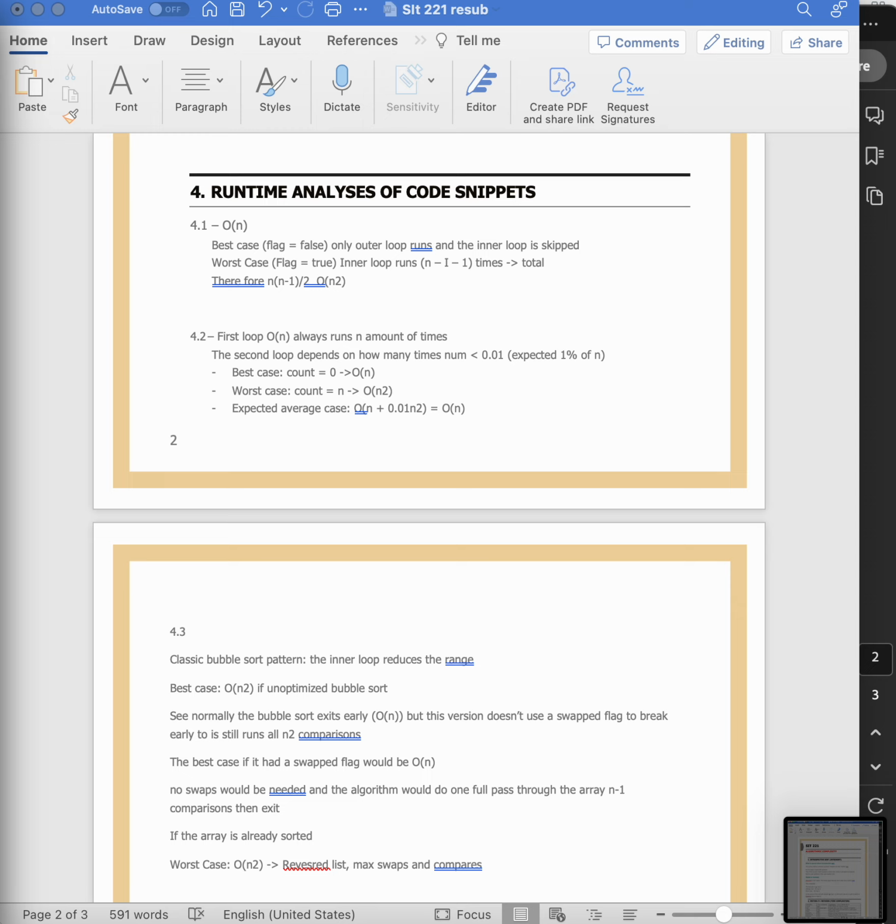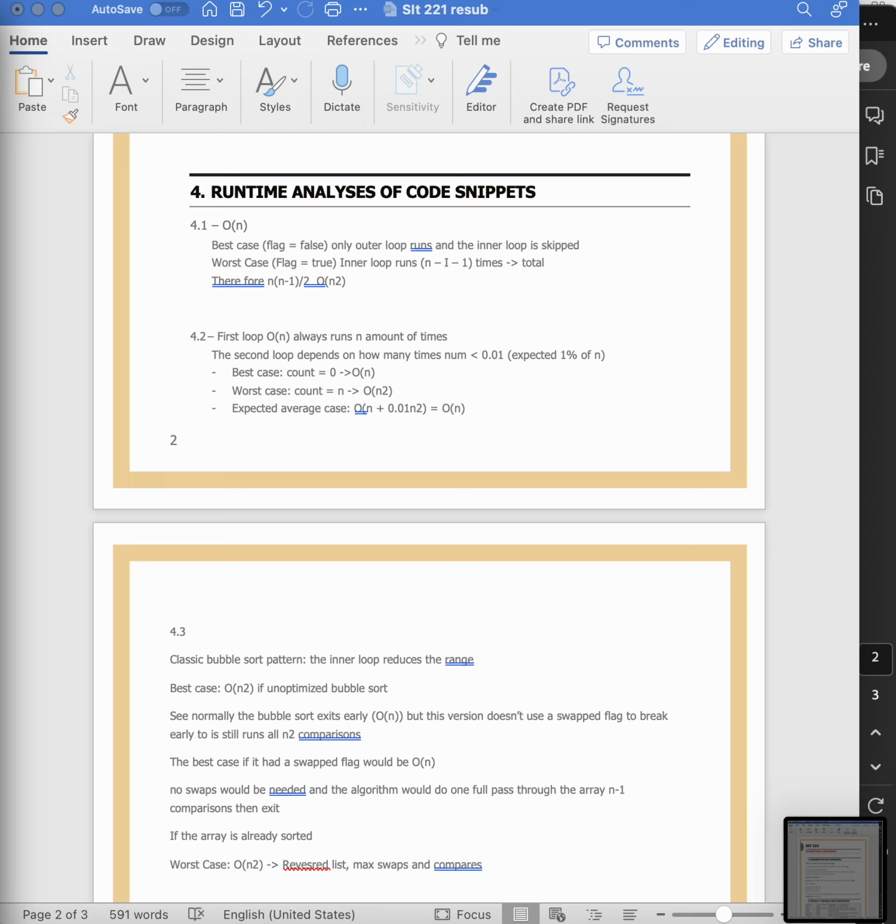And then the average case, the expected case, only 1% of the time we can expect count to be equal to, or equal-ish to, 0.01 n. So in that case, big O n, is that what I put here? Yeah, 0.01 n squared equals big O n, linear.